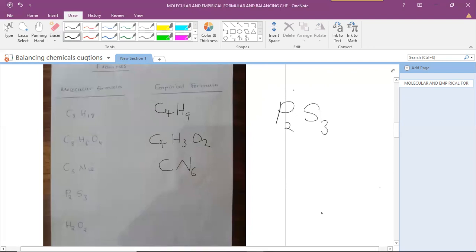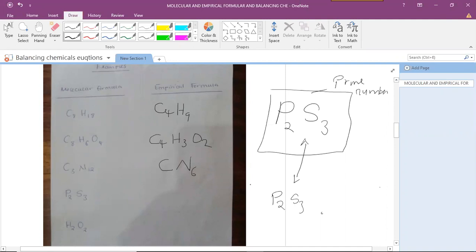This one is P2S3. So this one becomes a little bit complicated because we have got prime numbers. 3 is a prime number. Because we have got a prime number here, we cannot divide by anything. So at times, the examiner can confuse you. They can bring something like this. You just say the molecular formula is exactly the same as the empirical formula. This happens, some questions can come like that. So the empirical formula will be P2S3. The empirical formula is exactly the same as the molecular formula.